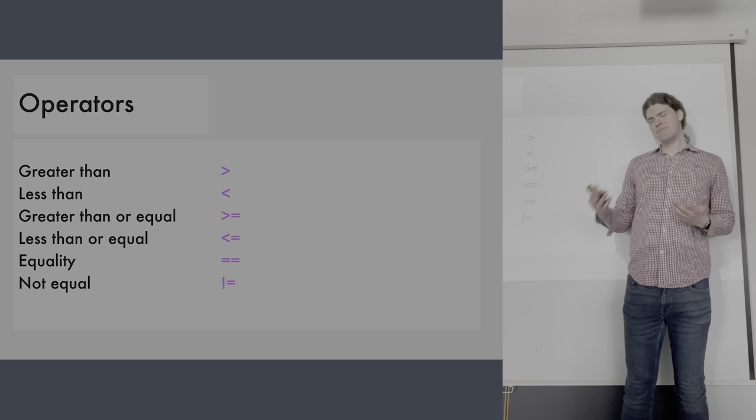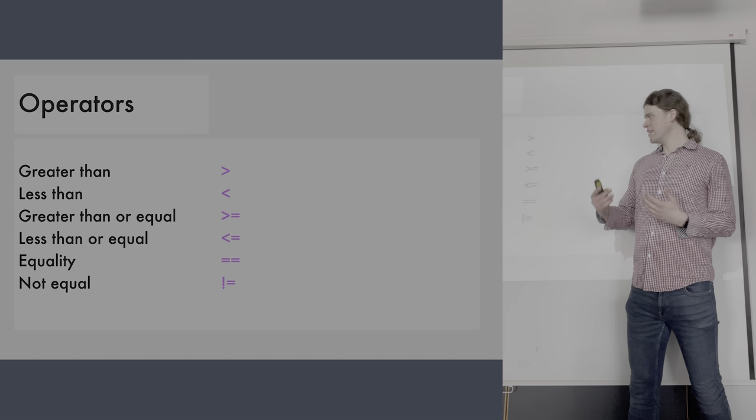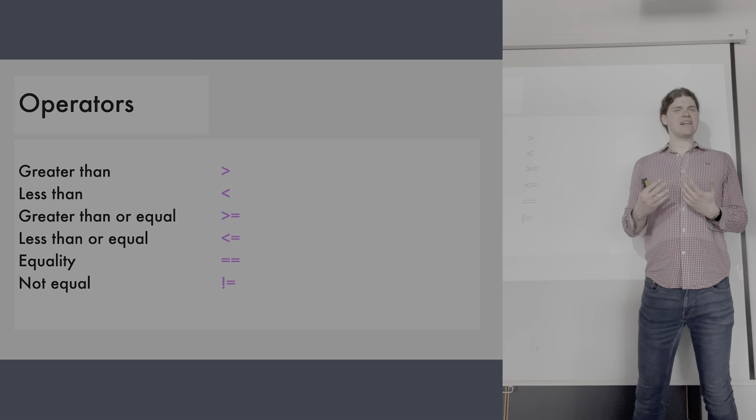We could combine them, of course. As we've seen, we can combine them with equality. So they have to be either greater than or equal. It could be one of the two. It's good for testing boundary values as well.